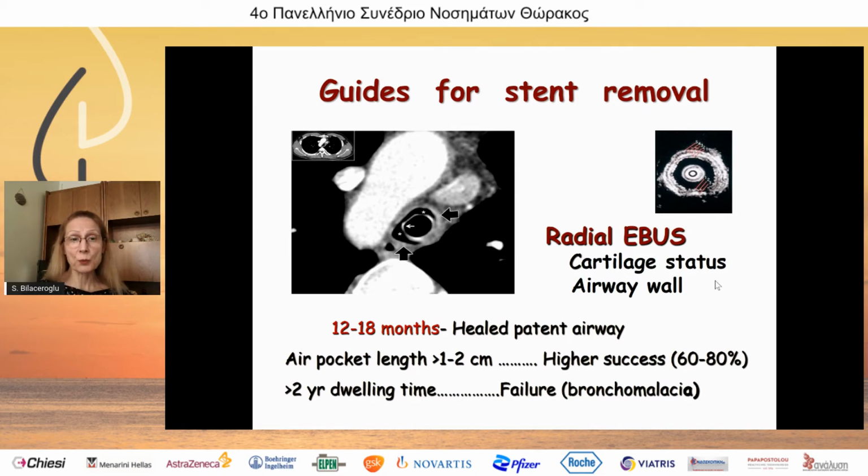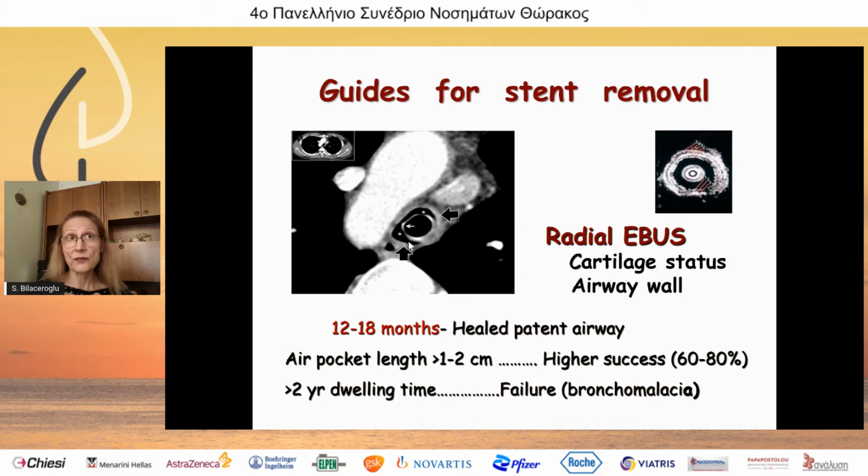But if we check by CT, there should be an air pocket of 1 to 2 centimeters or more around the stent, between the stent and the airway, which means the airway is stable and stays like that. This has been shown to be an indication for higher success after the removal of the stent. If the stent has to stay more than 2 years in that patient, that may be an indication for failure, which indicates again tracheobronchomalacia or bronchomalacia.